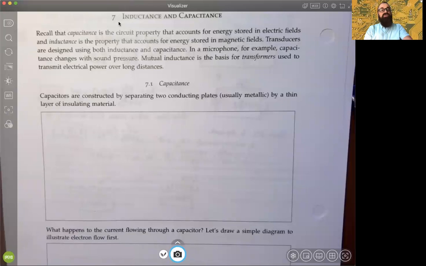Some examples: transducers are designed using both inductance and capacitance. In a microphone, for example, capacitance changes with sound pressure, right? And mutual inductance is the foundation or the basis for transformers that are used to transmit electrical power over very long distances, all right? So section 7.1 on capacitance, we'll talk about how they're constructed.